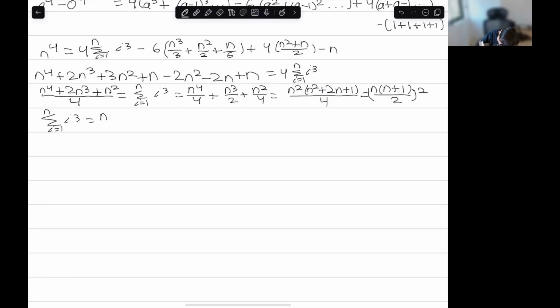So we're going to write it like this: n to the 4th over 4 plus n cubed over 2 plus n squared over 4.